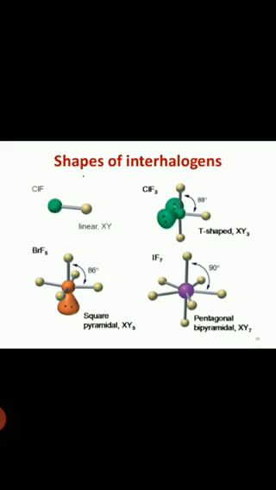Students, though we have discussed a few uses, interhalogen compounds can be used as non-aqueous solvents. They are useful fluorinating agents, that means they get other substances fluorinated. ClF3 and BrF3 are used for the production of UF6, uranium hexafluoride, in the enrichment of uranium-235. Right, students? So just go through it and get it noted down.